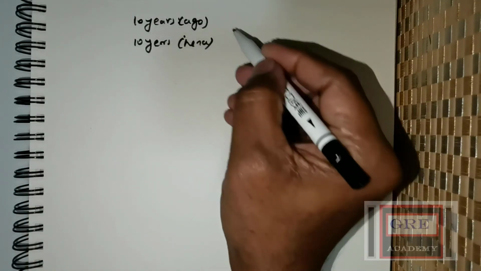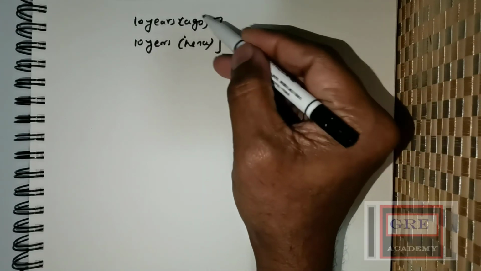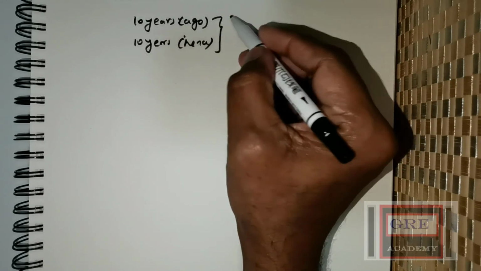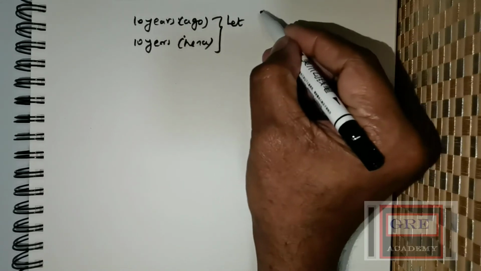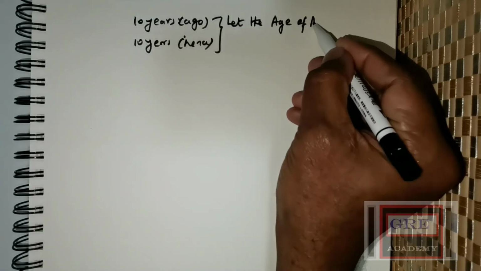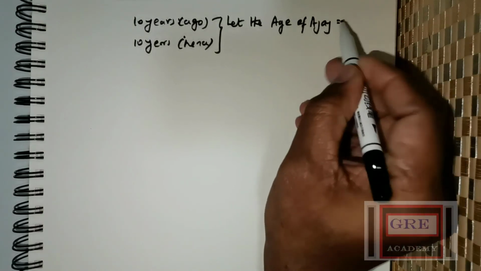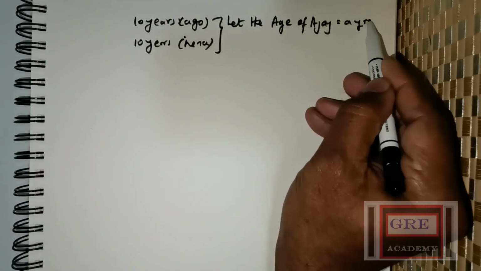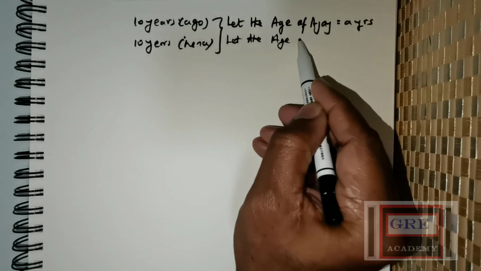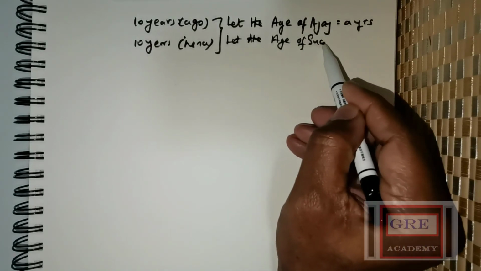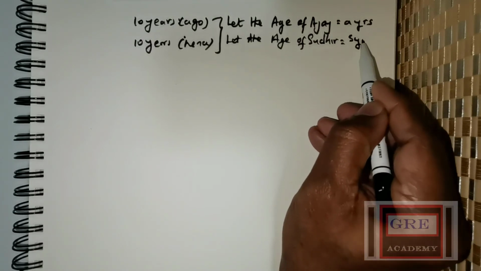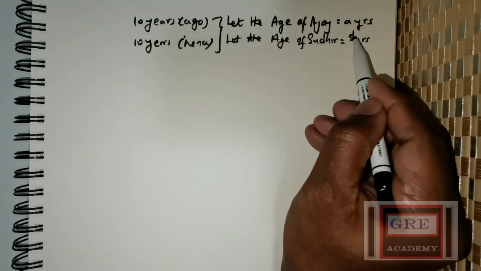So we are given these two pieces of information. Let us write the expressions for this information, convert them into equations, and then solve the equations. So I am going to start by assigning: let the age of Ajay be equal to A years. Let the age of Sudhir be equal to S years, or SH years.